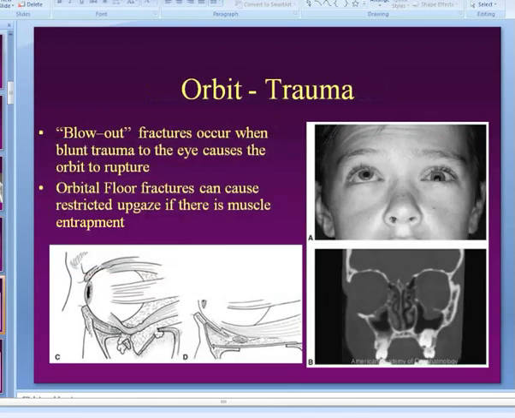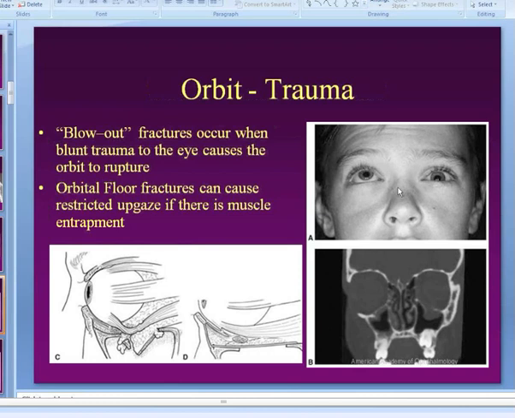Then in cases of trauma, we talked a little bit about the blowout fractures. When the eye is pushed backwards, the volume of the orbit cannot contain all the tissues, so the orbit explodes outward. This is called a blowout fracture. In figure C down here, you can see that the orbital floor, that bone we were talking about, part of the maxillary sinus is rupturing open, and then some of the tissues from the orbit, like the orbital fat or the inferior rectus muscle, are becoming entrapped in that bony fracture.